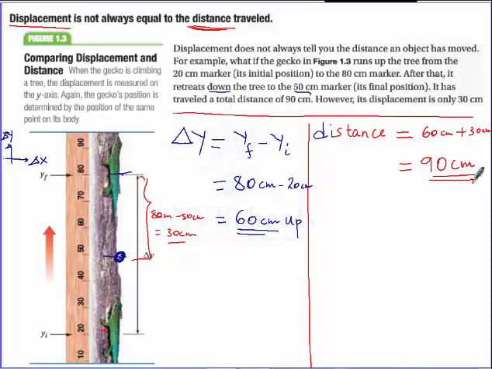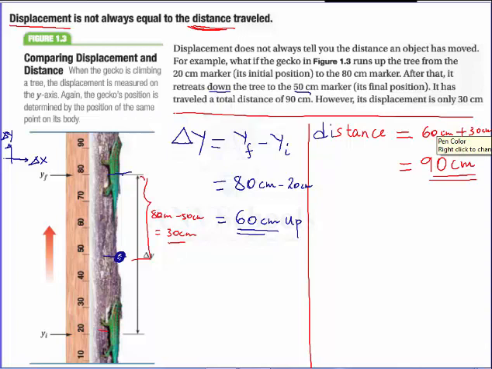We don't care whether it's moving up or moving down. What we want is the total distance. So while it's moving up, it has traveled 60 centimeters. When it's retreating back, it has traveled 30 centimeters. All together, we get 90 centimeters.